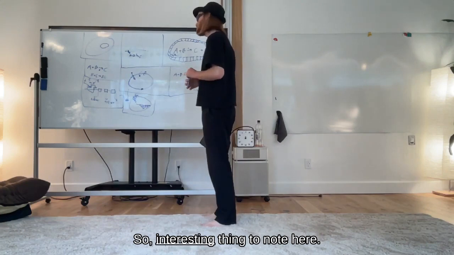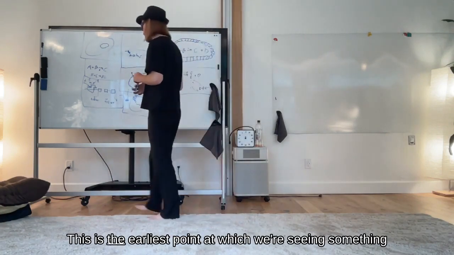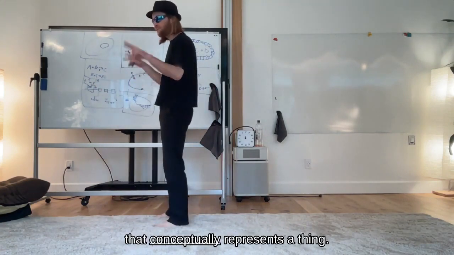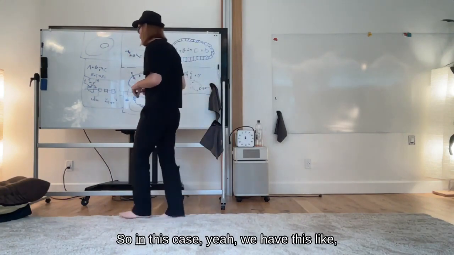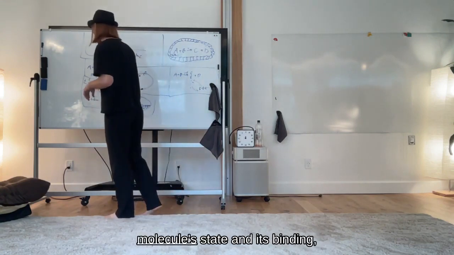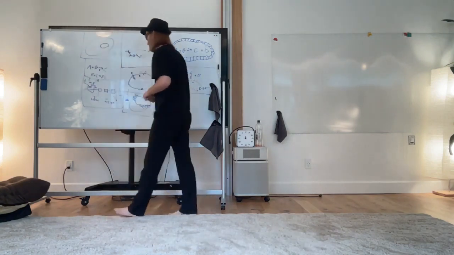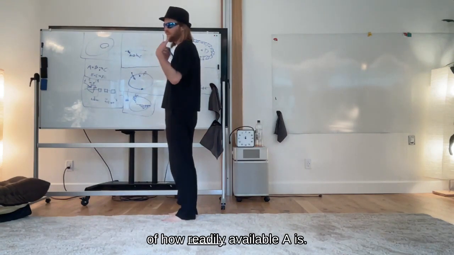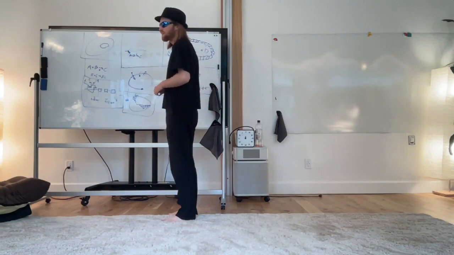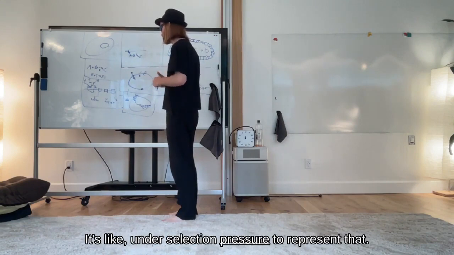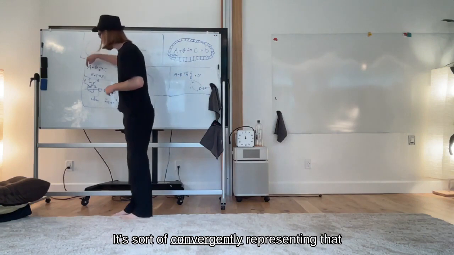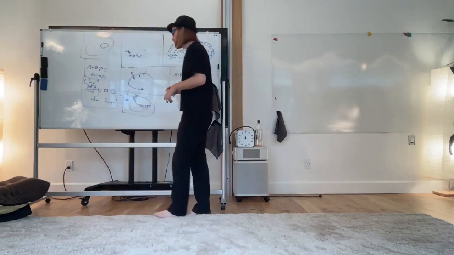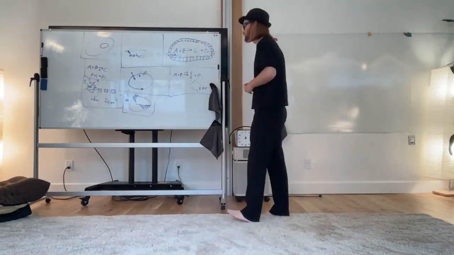An interesting thing to note here: this is the earliest point at which we're seeing something that conceptually represents a thing. In this case, this molecule's state and its binding is conceptually the cell's internal representation of how readily available A is. It's under selection pressure to represent that, and it's convergently representing that by integrating information from a bunch of different things.